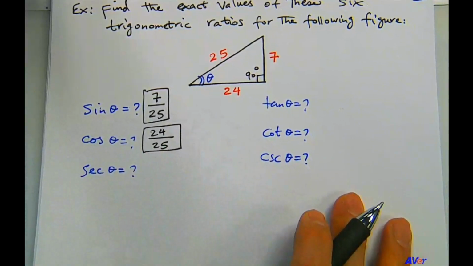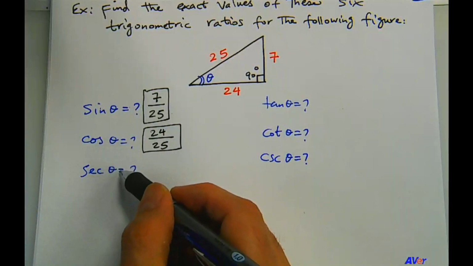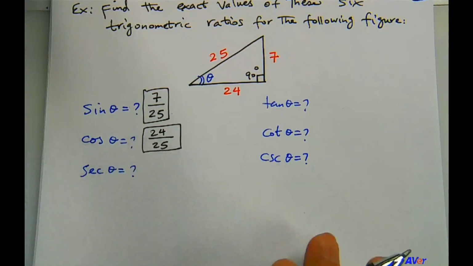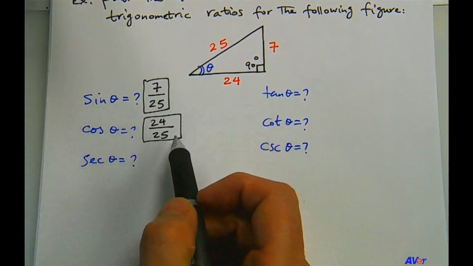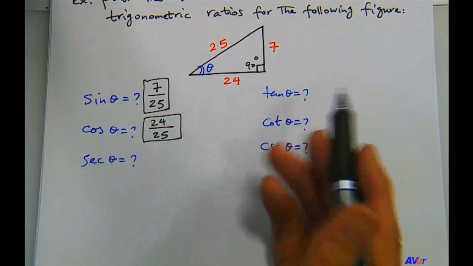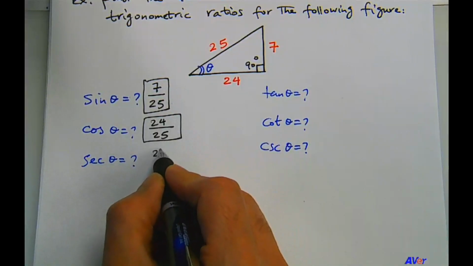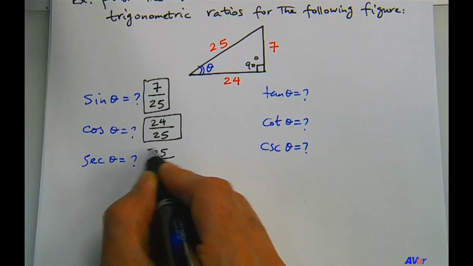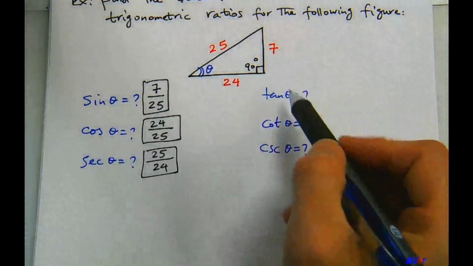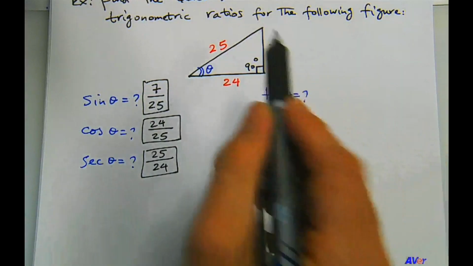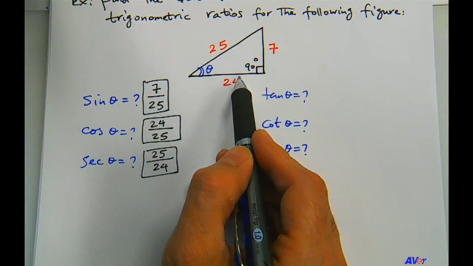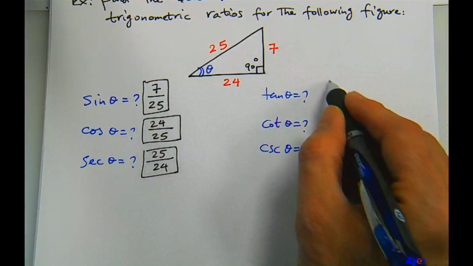Like that. Secant theta. Remember, which trigonometric function was this connected to? I keep reminding you of this. If you said this is the reciprocal of the cosine function, you're absolutely right. So all we have to do is flip this, 25 divided by 24. And the tangent is equal to the opposite side divided by the adjacent side. So 7 divided by 24.